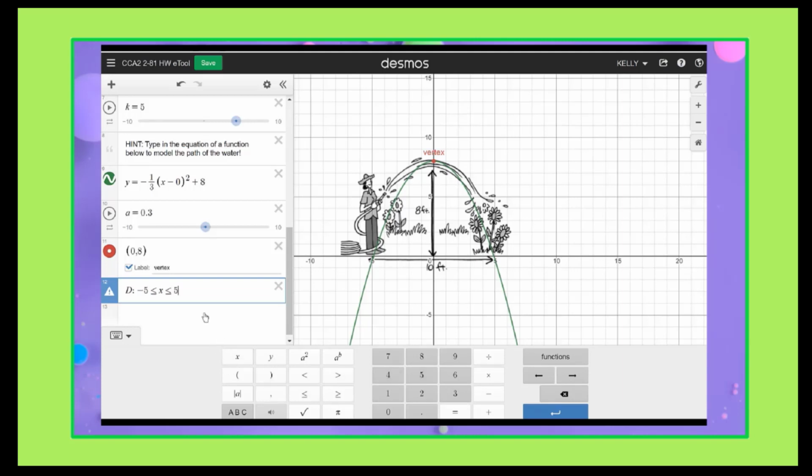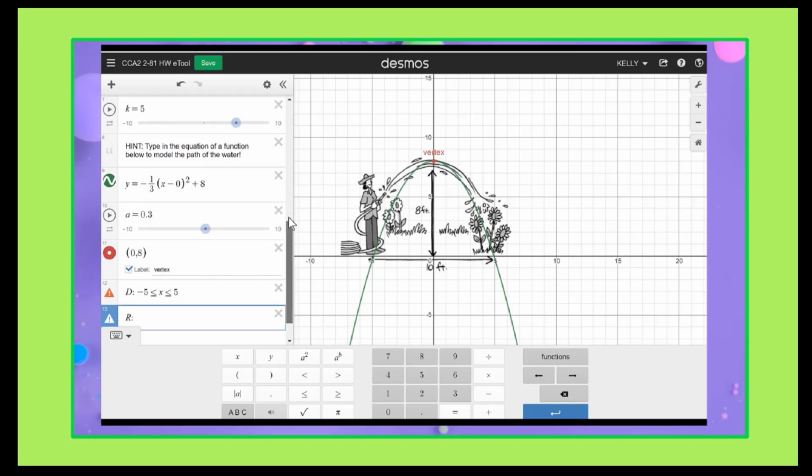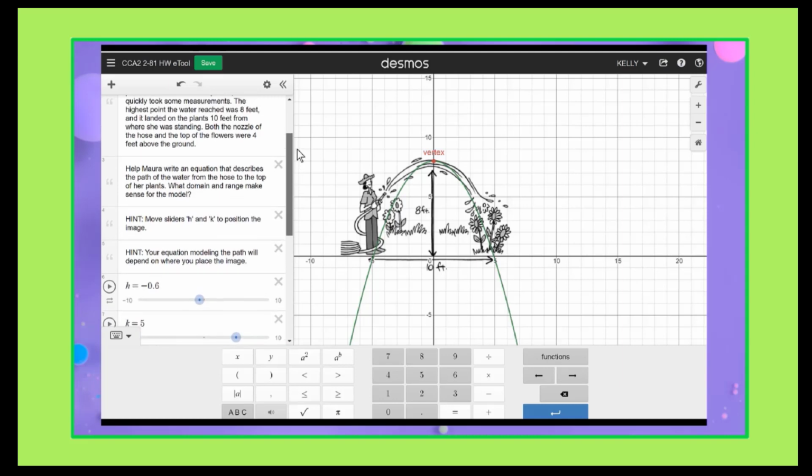Okay, that's our domain. Then we come down here and our range is going to be, now she's starting up here and it's hitting the plants. So on our equation, it looks like she's starting at roughly 5 feet and then it goes up to 8. Let's see in the equation what she tells us.